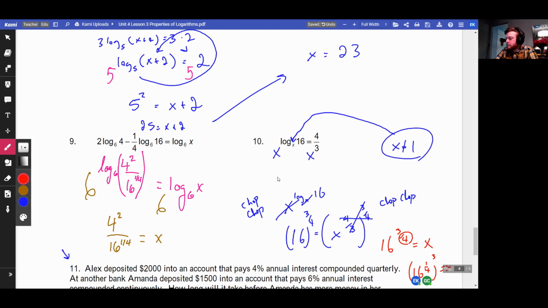I actually had a 16 to the 1/4 as well in my problem. Whoa. 16 to the 1/4, that's 2, right? Okay. 2, 4, 8, 16, right? For some reason, I don't have memorized that 16 to the 1/4 is 2, but I do have 32 to the 1/5 is 2.